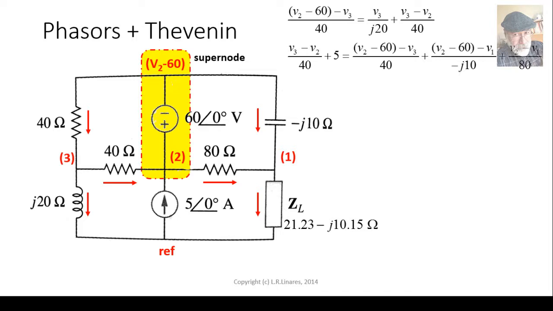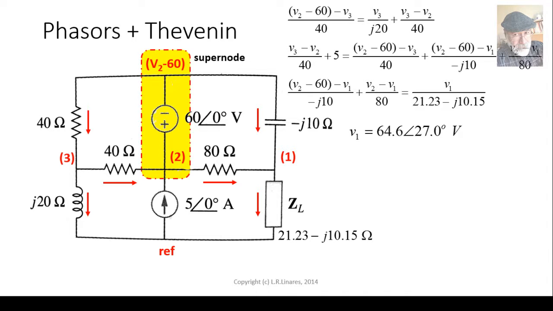And this one, that is the KCL equation for the supernode. Observe that the supernode has 1, 2, 3, 4, and 5 currents. That's correct. 2 currents going in, V3 minus V2 over 40, and 5 amps. And all the other 3 currents are leaving the supernode. I invite you to check them carefully. And here is KCL1. We have 3 equations, 3 unknowns, V1, V2, and V3.